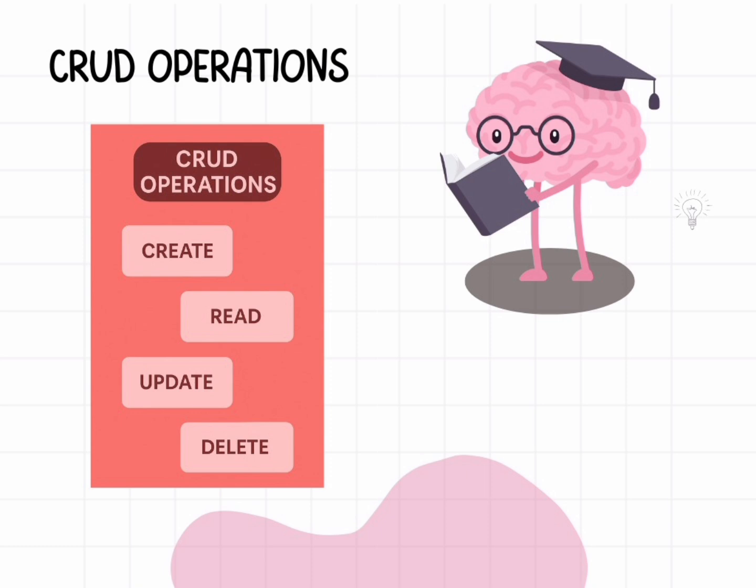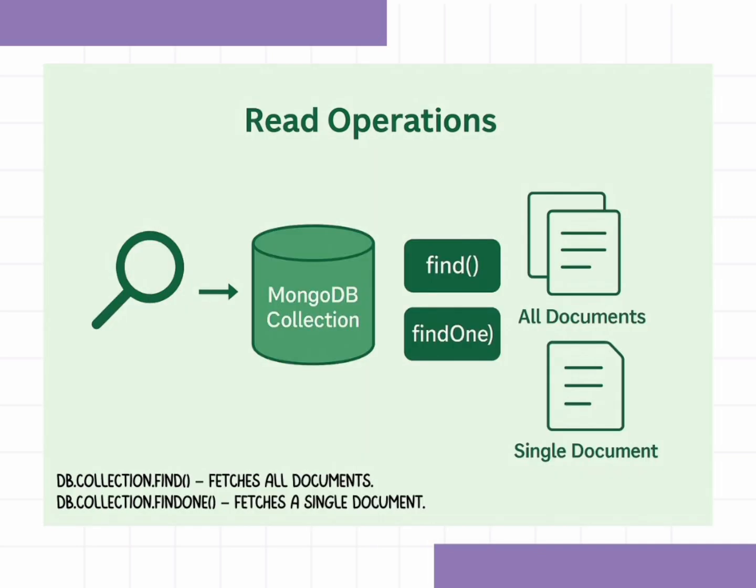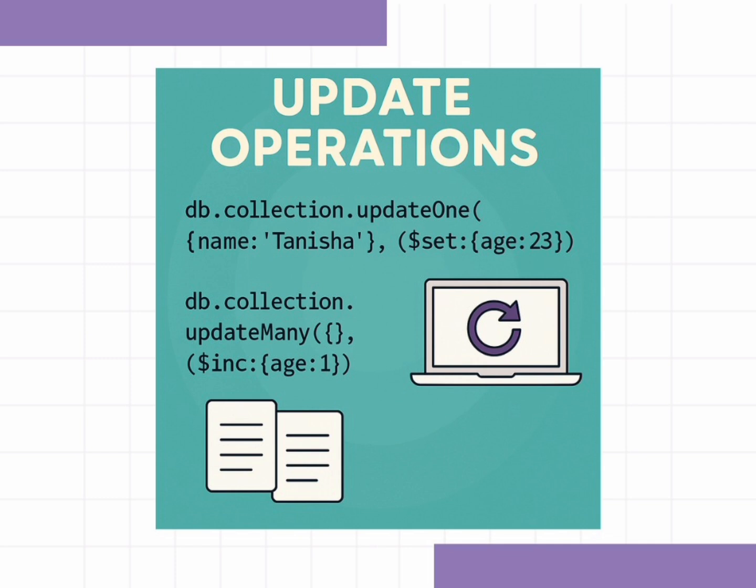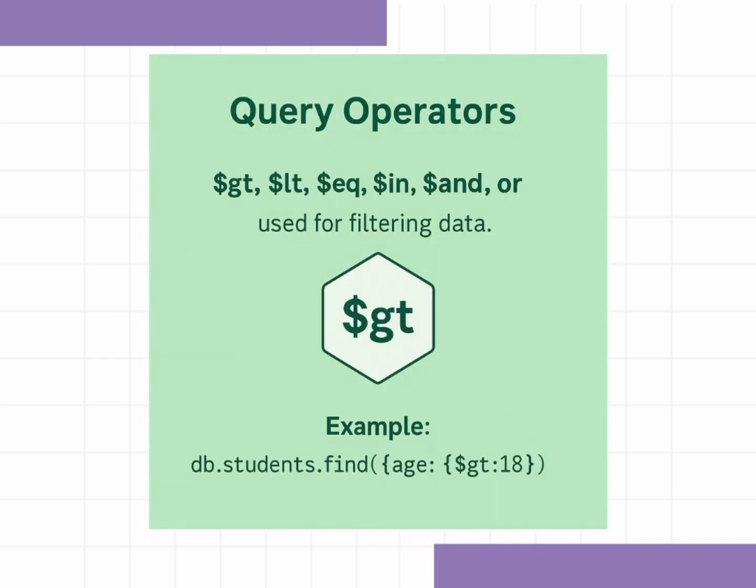CRUD operations. CRUD stands for create, read, update, and delete, the four basic operations on any database. Examples: in insert, we use db.collection.insertOne and then write our query. In read, we use db.collection.find. In update, we use db.collection.updateOne and then our query. And in delete, we use db.collection.deleteOne and then our query. These operations form the foundation of working with MongoDB.